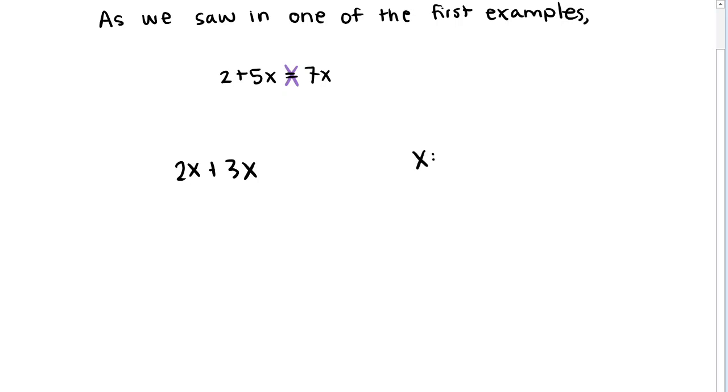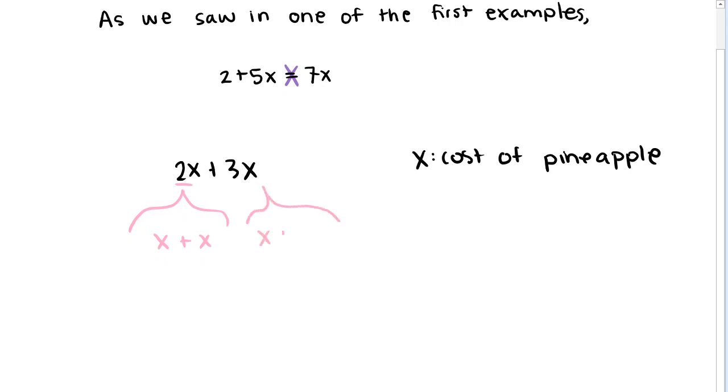Like if x is the cost of a pineapple, just to give a very concrete example, we go to the store and x is this unknown cost of this pineapple. What does 2 times x mean? It means I'm paying for 2 sets of pineapples. I'm really paying this x price 2 times. And what does 3x mean? Well, it means I'm paying for 3 sets of pineapples. I'm paying that cost 3 times, x plus x plus x.